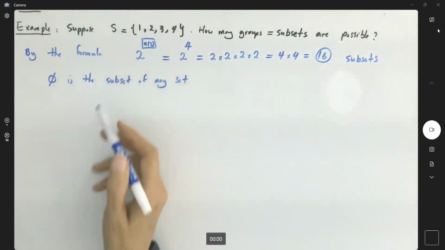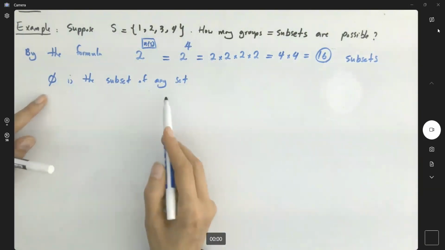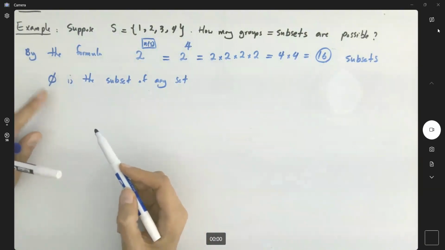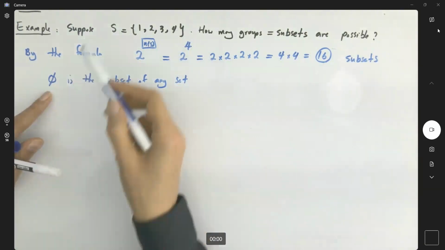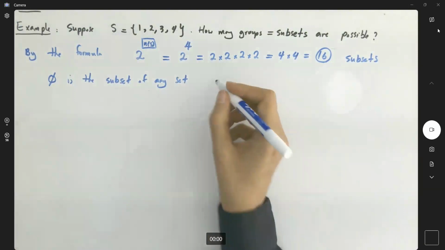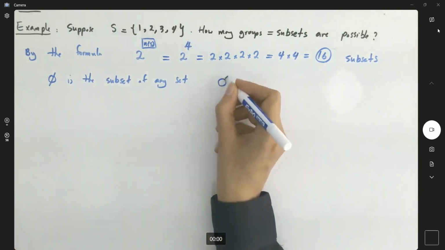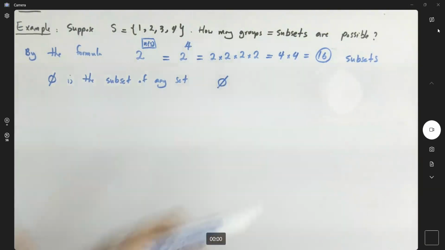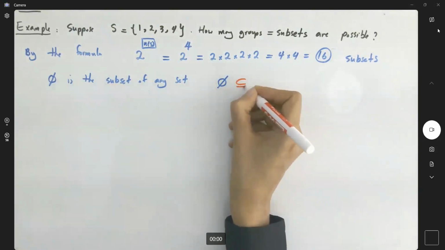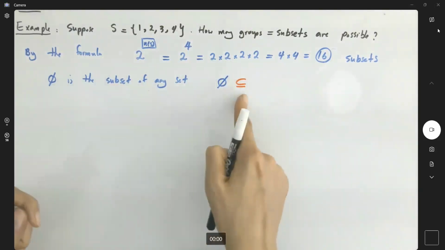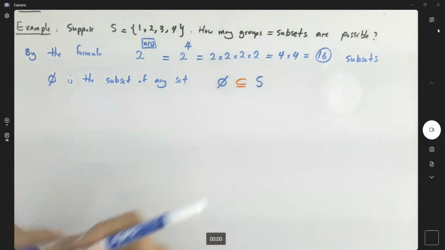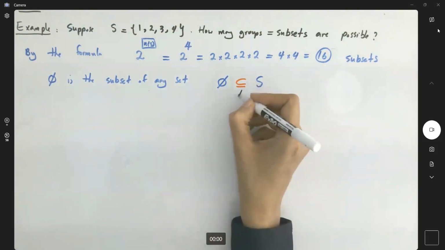You might be asking, hey professor, instead of just keep writing it in English, do we have any mathematical notation to represent empty set as a subset of S? Luckily for us, mathematicians came up with some symbols. They write it this way. Empty set is a subset of set S. The symbol that they're using is this symbol. Empty set is a subset of set S. So you read this guy as subset.